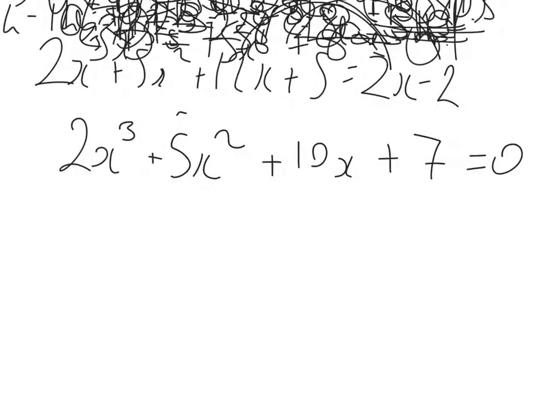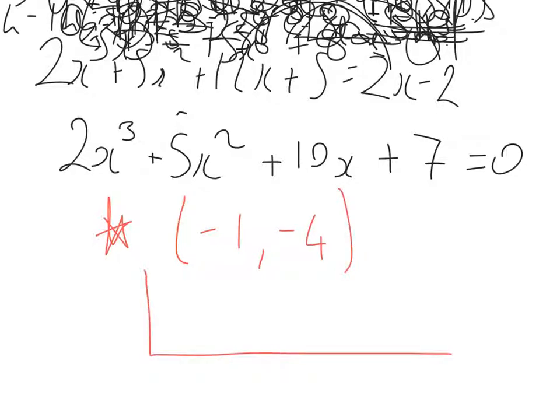Correction with this question, I'm looking to in fact prove that there's a point of contact at minus 1, minus 4. So into the synthetic division, and minus 1 should give me a 0 remainder and should factorise. So coefficients being 2, 5, 10 and 7. So drop the 2 down. 2 times minus 1 is minus 2.